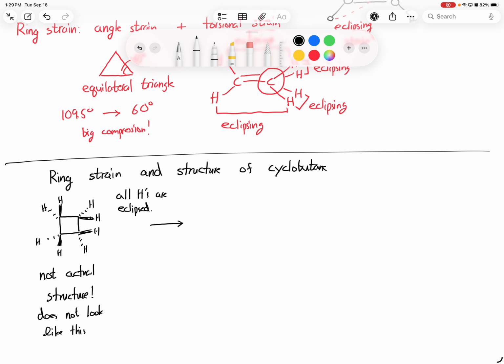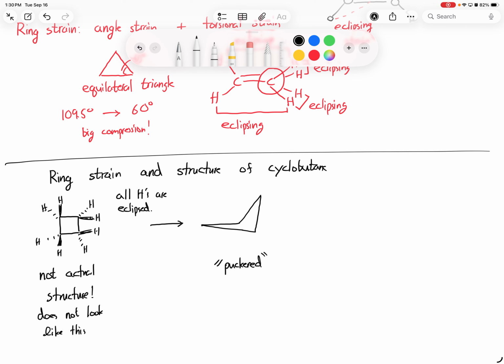All right, so let's prepare to draw a, I don't know what to call this, paper airplane? Okay, so just bear with me here. Boom. All right, so we're going to have to draw it a little bit like this. It looks like a paper airplane or a cartoon bird here. So this is called the puckered conformation.